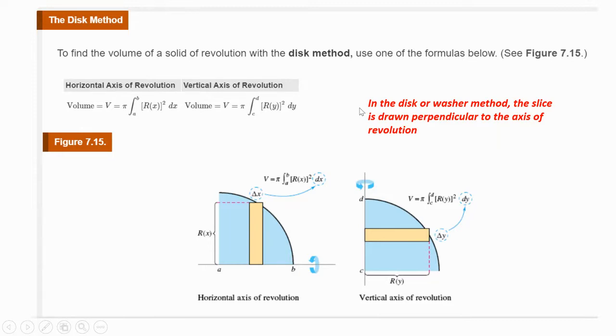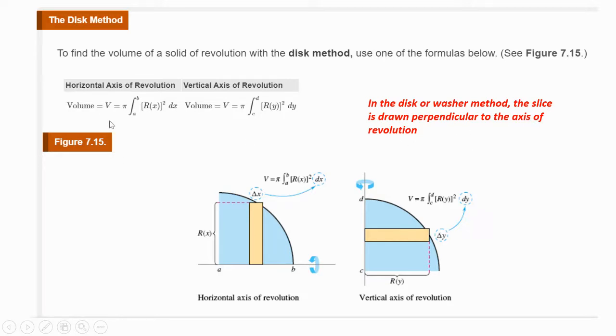If we're doing what is called the disc or washer method, the slice is drawn perpendicular to the axis of revolution. Now you might be thinking, that's not a big deal. I've taught this course many times. That is a big deal. This is helpful for students to pick up on because we are going to be talking about other kinds of methods, called the shell method, where this doesn't happen this way. But in the disc or washer method, the slice is drawn perpendicular to the axis of revolution.